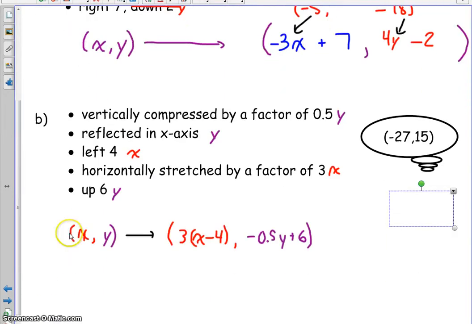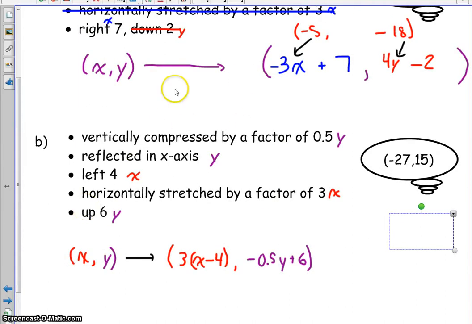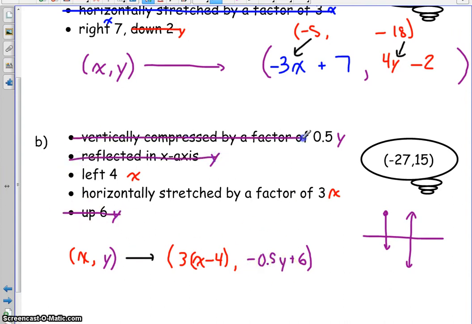Okay, so take a minute there to check your answer. So the transformations that affect the y values are this vertical compression by a factor of 0.5, a reflection in the x-axis, and an up 6. Remember, if you're reflecting something in the x-axis, you're moving it from, let's say, above the x-axis to below. It's going to change the y value. So vertical compression by a factor of 0.5 multiplies the y value by 0.5. The reflection in the x-axis changes the sign of it, so we get negative 0.5y, and then plus 6 for the up 6. So that takes care of these transformations.